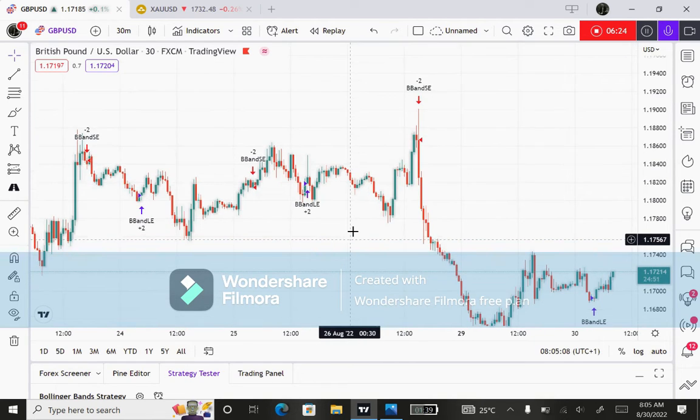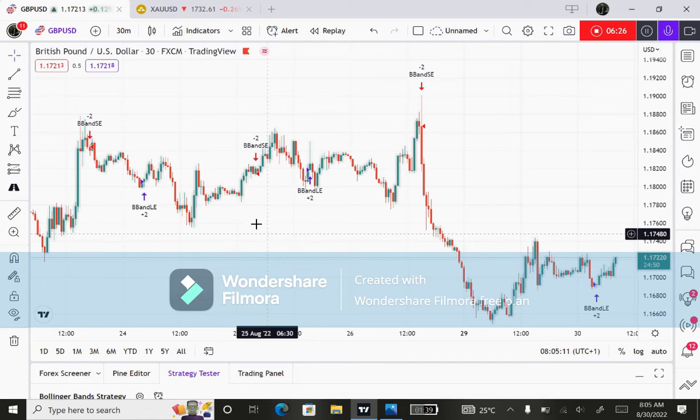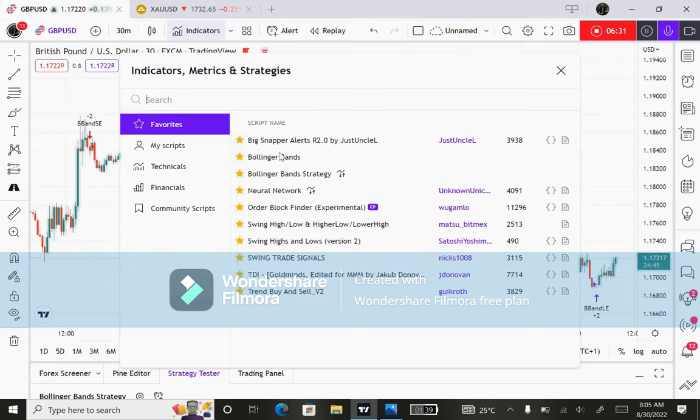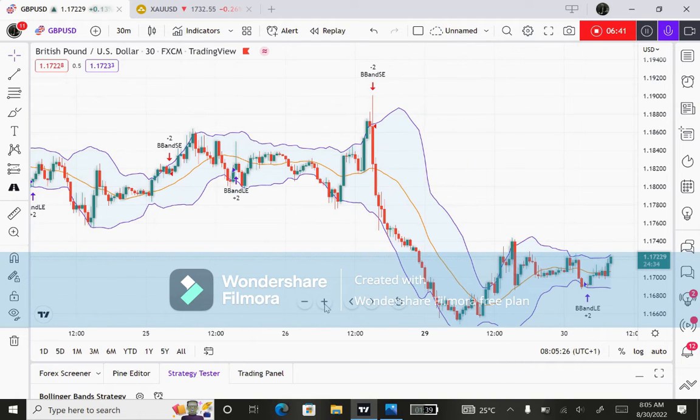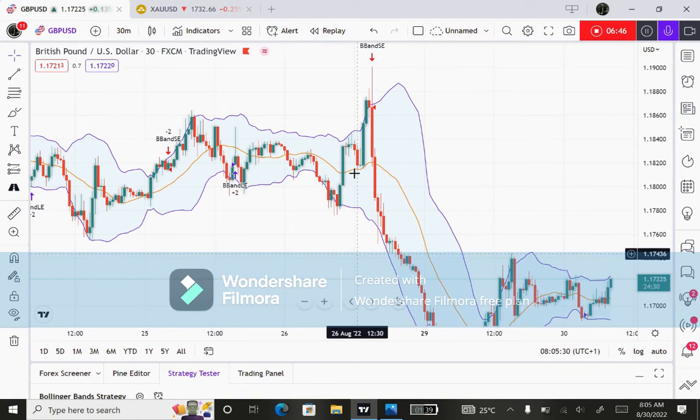But this is not detailed enough because we need to see where the signal is coming from. So you can then install your normal Bollinger Band without strategy. This is the normal Bollinger Band, and your chart will look like this.